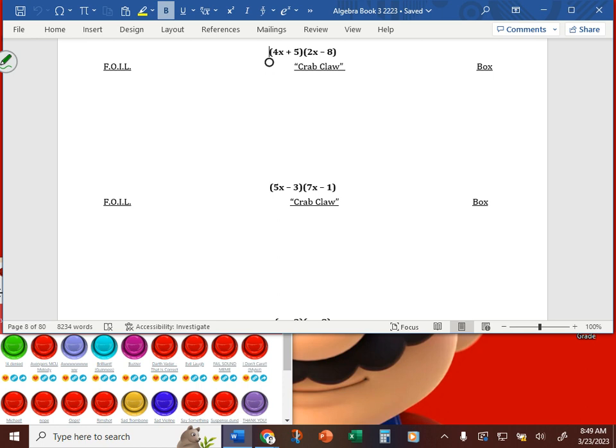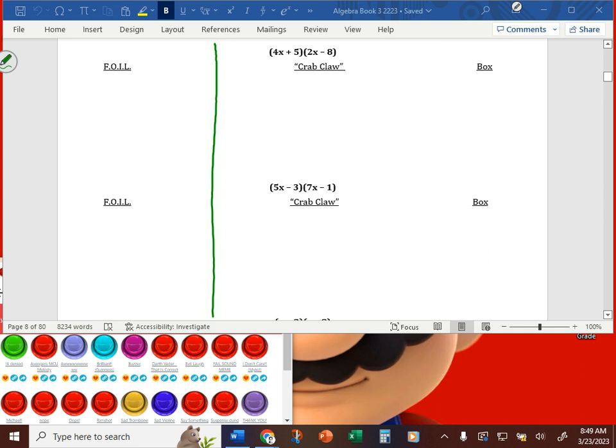The first method I'm going to show you, and I would recommend drawing lines down your pages, dividing it into thirds here, maybe like this. The box method takes the least amount of space, but just so you're not using FOIL and covering up the entire row because you're not going to have any room for anything else, I'm going to try to keep our work in these sections here. But FOIL, we're going to rewrite these expressions below here, 4x plus 5 and 2x minus 8.